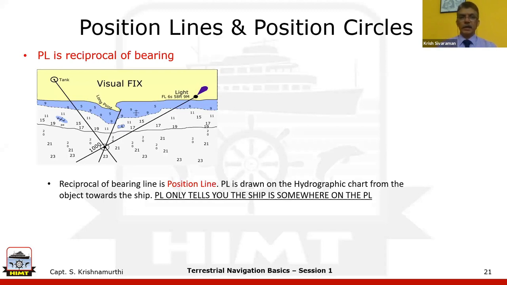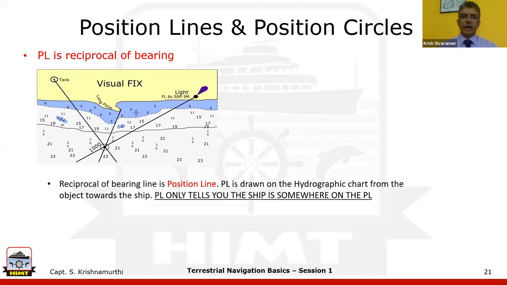Suppose your bearing from a ship to a particular tank, as you can see on the picture, is 321, or call it 320 for comfort. What will be the position line from the tank to your ship? It will be 320 minus 180, the opposite bearing. 140. Okay.